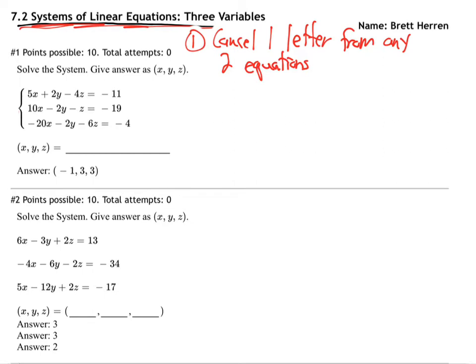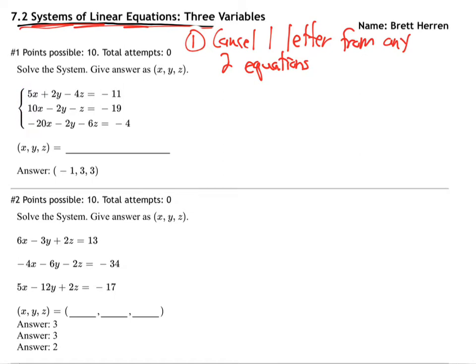So basically here's the deal. Let me put it to you this way. We have 3 equations with 3 letters right here. We need to boil it down to be 2 equations with 2 letters. So we have to get rid of one of the letters. So how do we do that?